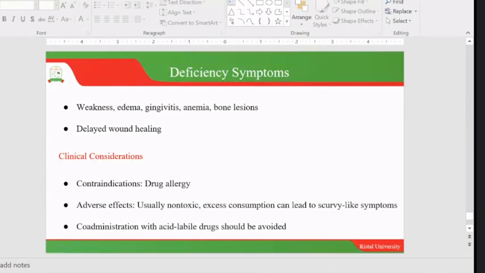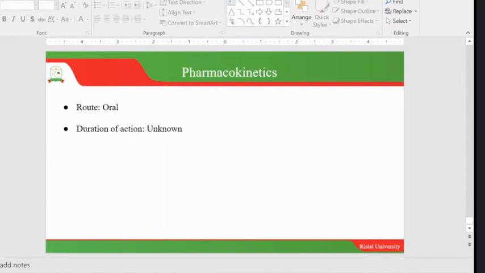But also things to do with its immune functionality, with it promoting the production of cytokines that help us in fighting infection. And we had known that its good sources come from citrus fruits, oranges, and so on. Regarding co-administration, these acid labile drugs, once indicated, should be avoided. All right, so lastly, it is given orally, and its duration of action is not known.